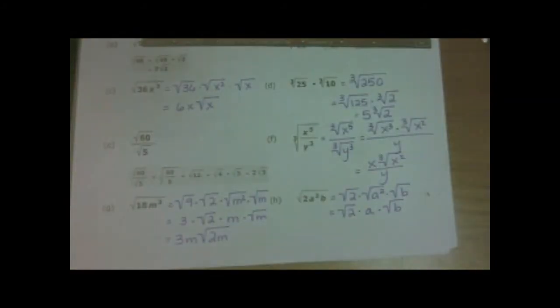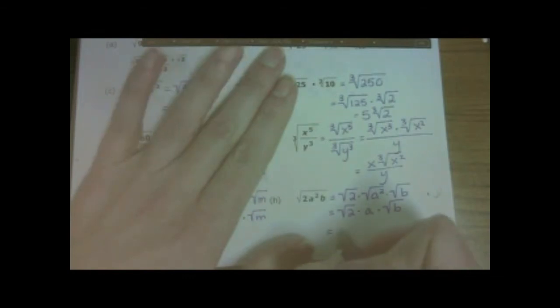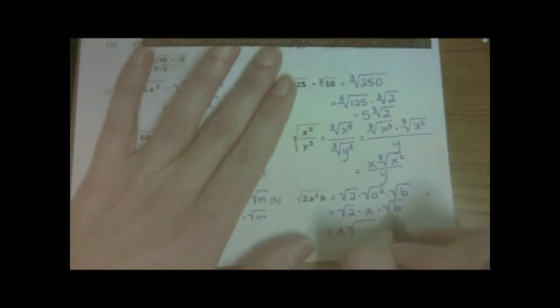Now out of this, the square root of 2 doesn't simplify. The square root of a squared is just a, and the square root of b to the 1 power doesn't simplify. All right? Bring out everything that's not under a root symbol to the front. So bring out the a, and then under the root sign, use the product rule to multiply the 2 and the b. So a square root of 2b. All right, let's go to the next page.